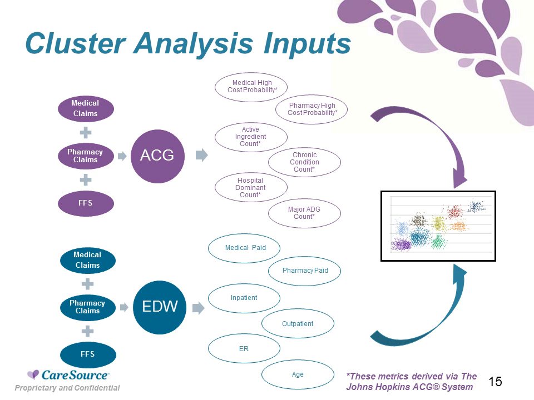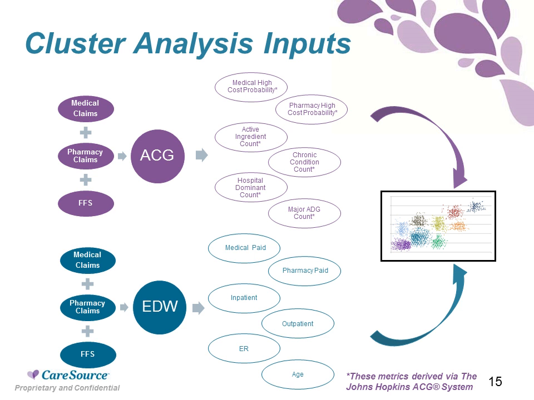The active ingredient count is a count process the ACG system uses to actually count active ingredients that a member is using. So it's not actually counting number of fills or something like that. It's actually counting active ingredients. The chronic condition count is, again, counting number of chronic conditions as defined within the Johns Hopkins software system. Hospital dominant count is a predictor of future hospitalizations, again, based on the diagnostic information available for that member.